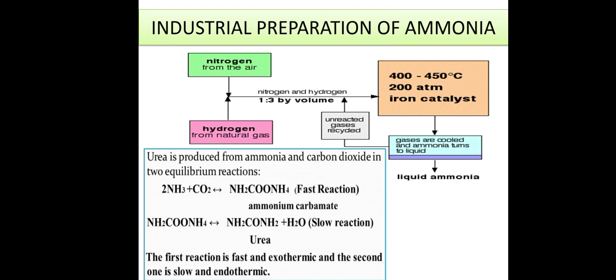Urea is produced from ammonia and carbon dioxide in two equilibrium reactions. Ammonia and carbon dioxide react to give ammonium carbamate. Then it undergoes a slow reaction to give urea.